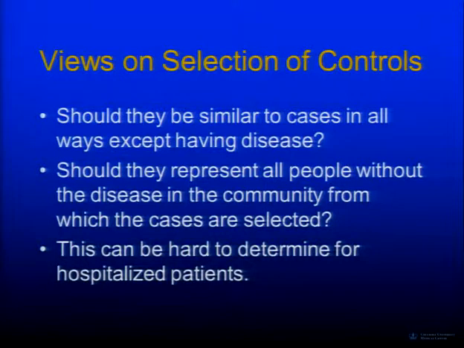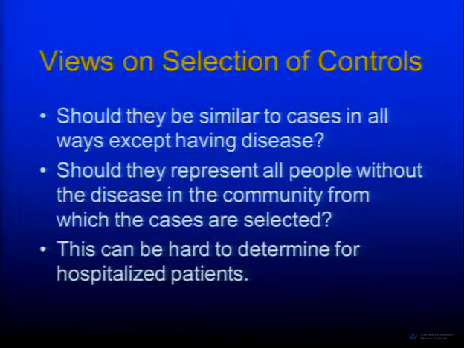The other question is, should they represent all people without the disease in the community from where the cases are selected? So not necessarily someone like a friend or a neighborhood control, but just someone that is in the larger community. And again, when you have hospitalized patients, this is harder to determine. It's not like you're catching them at a doctor's office, where you can say, okay, anyone that goes to this doctor probably lives within a certain geographic area. So if I take a case from here, I'm going to take a couple of controls.